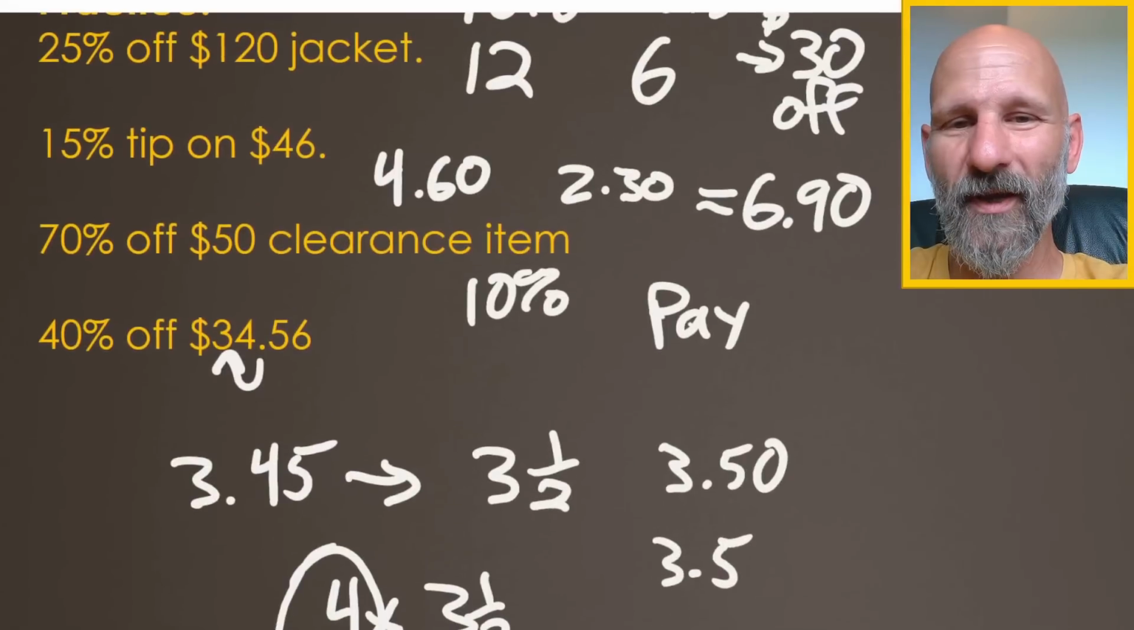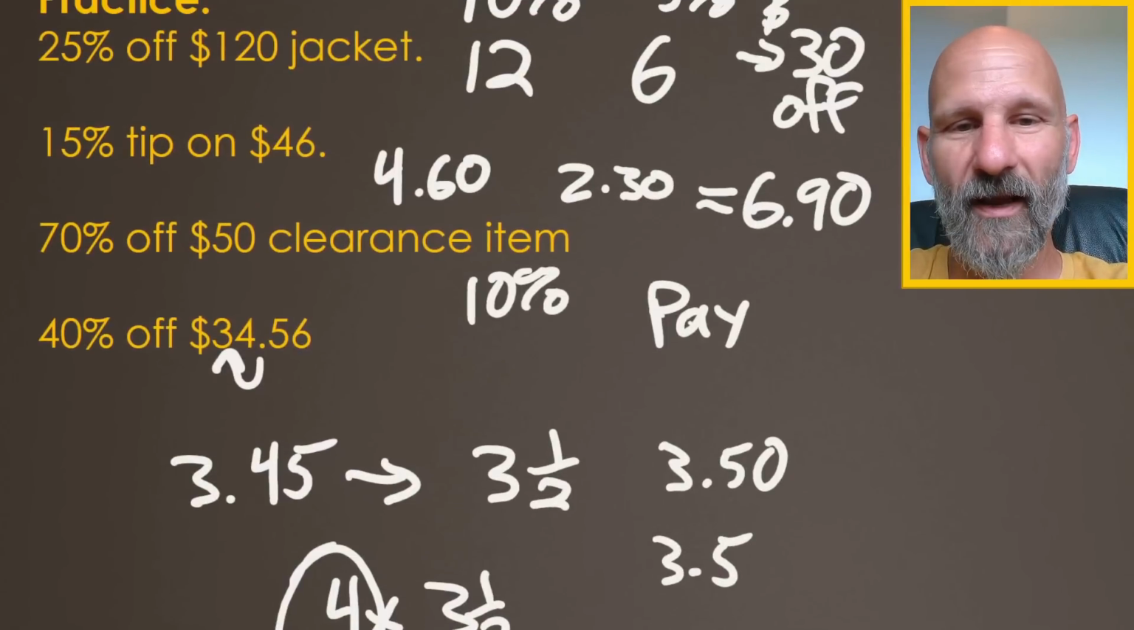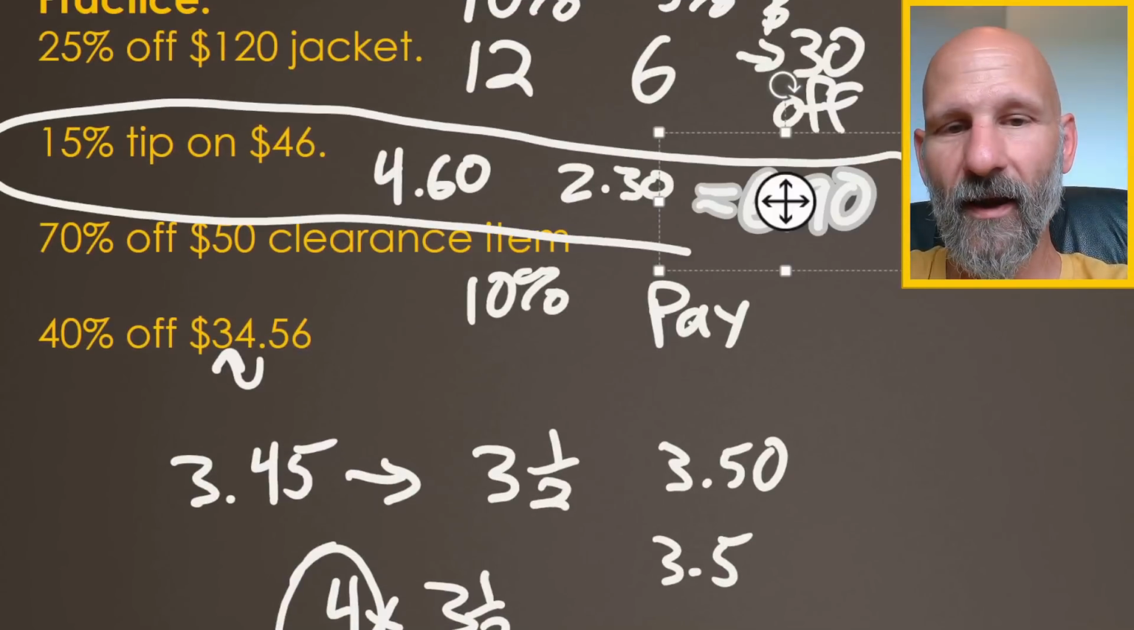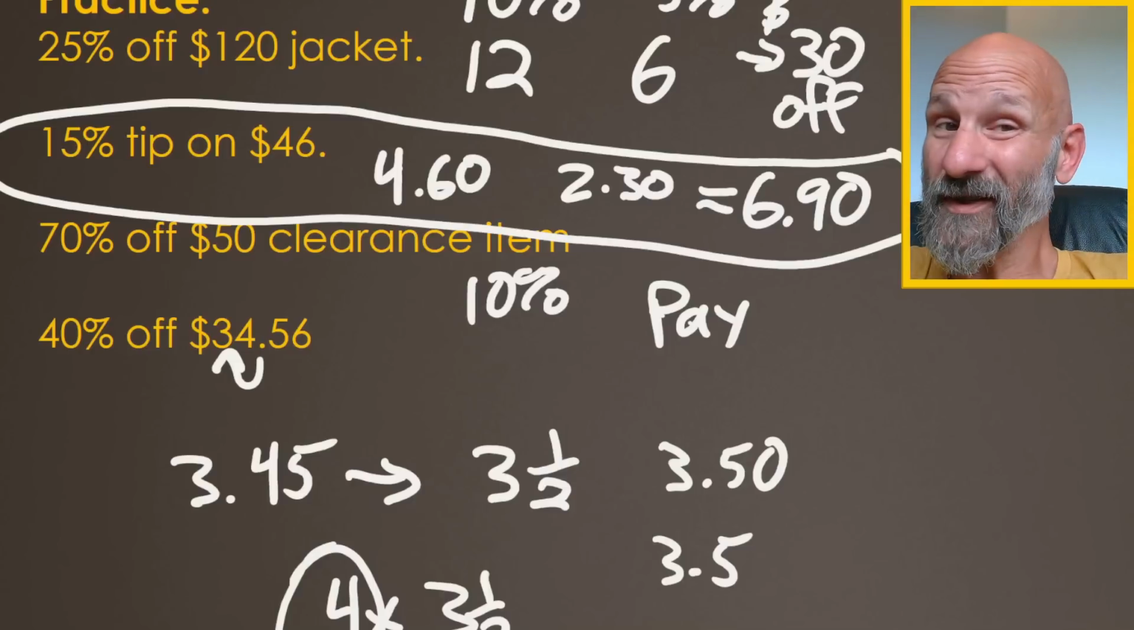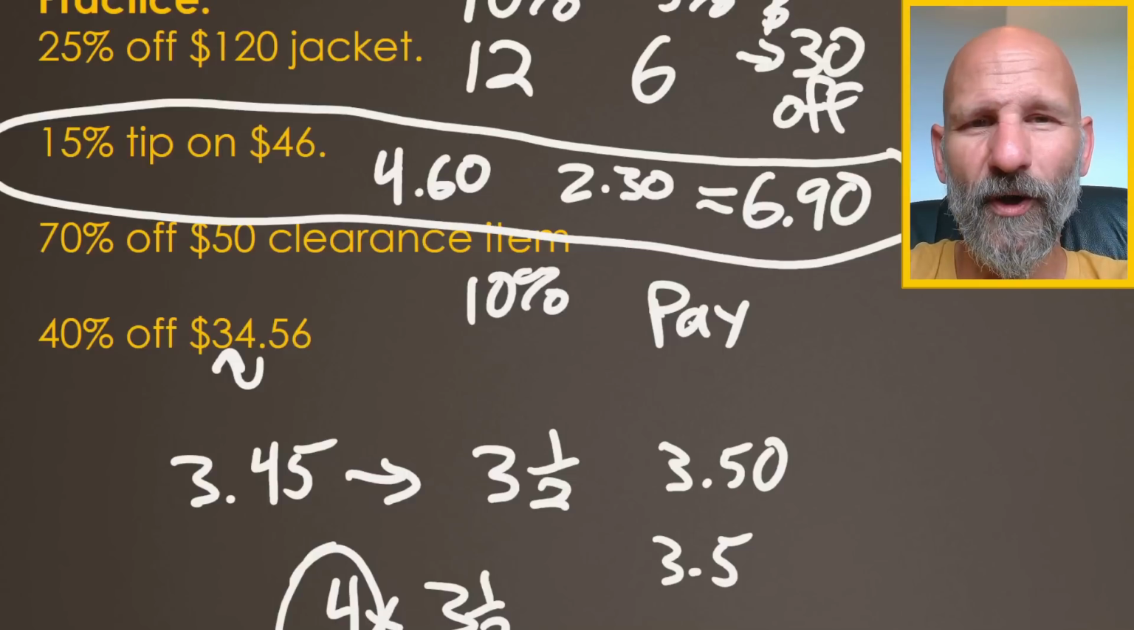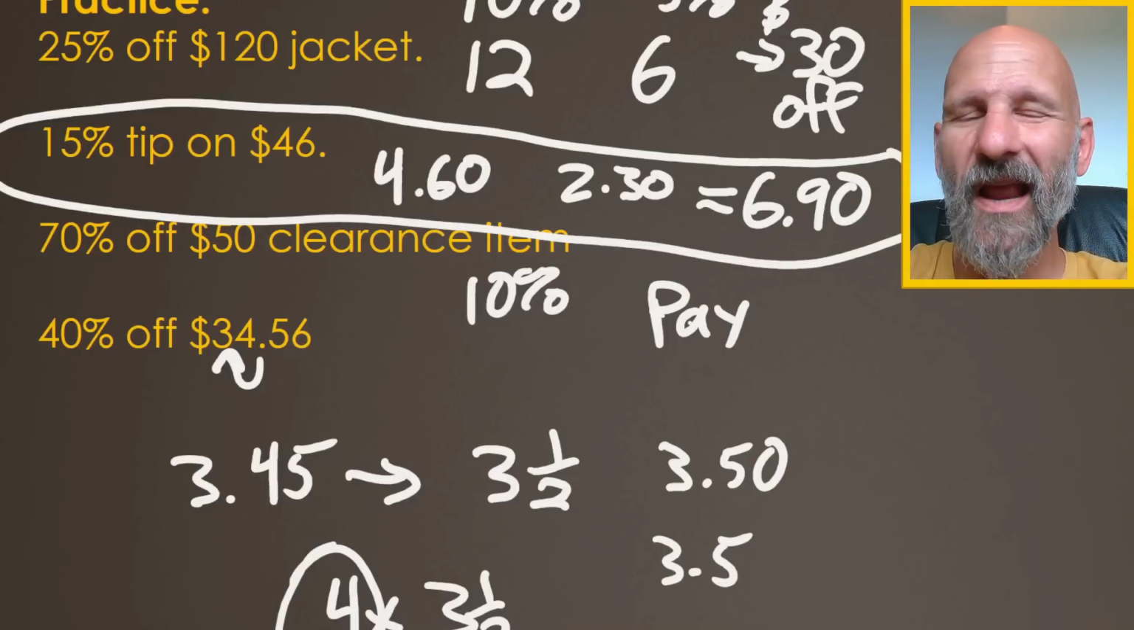So with this example here, the 15% off, or the 15% tip, the estimation I did ended up with $7 versus $6.90. So the estimation was super close. But you can see how far off you are as you practice these.